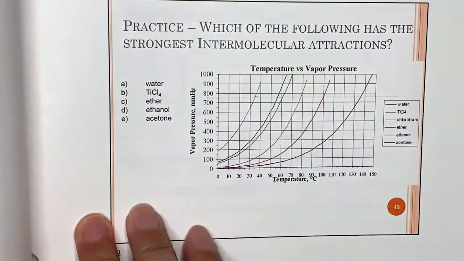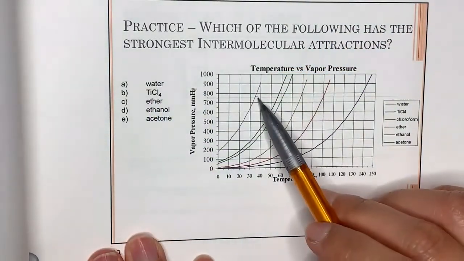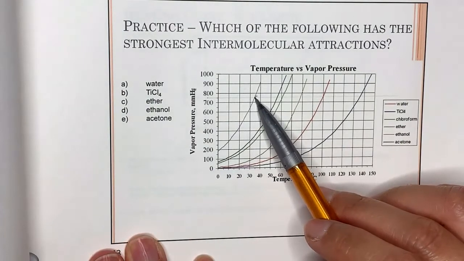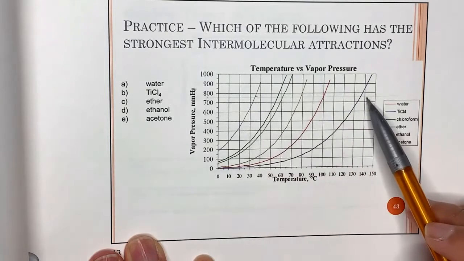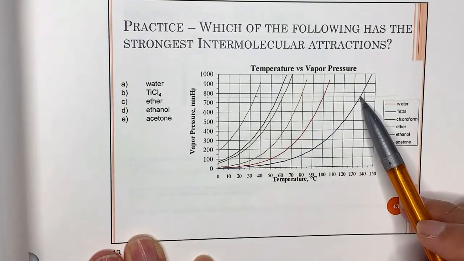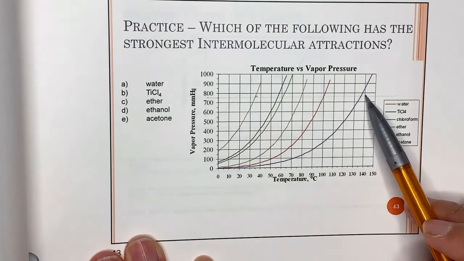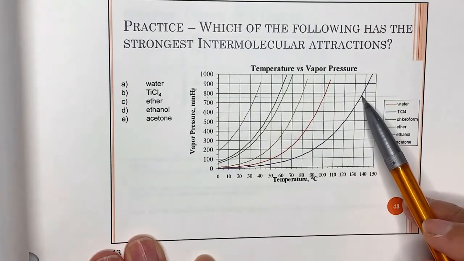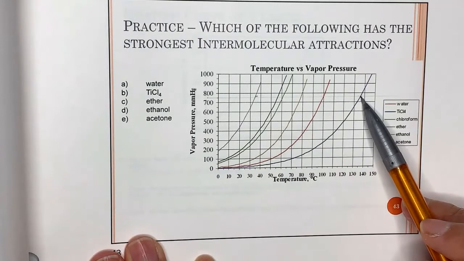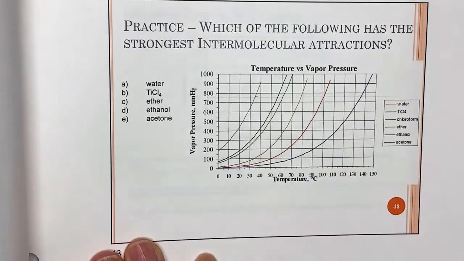That's around 760, okay? So the first line will boil at like 30 something degrees Celsius, and this one doesn't boil until 130 something degrees. So obviously the last line here, whatever the color represents, I think it's TiCl4, is going to be the one that has the strongest intermolecular force because it boils at the highest temperature.